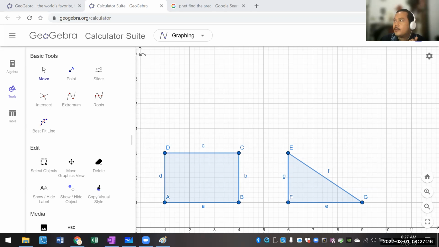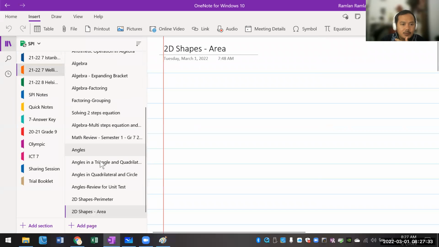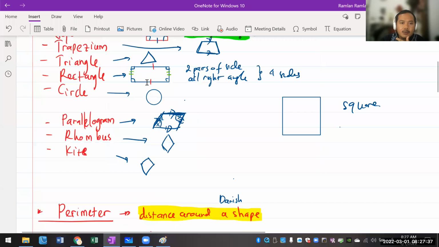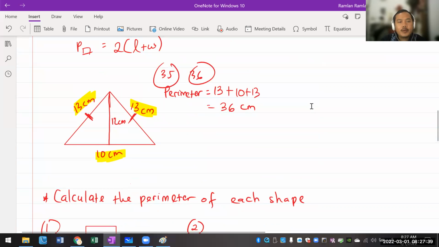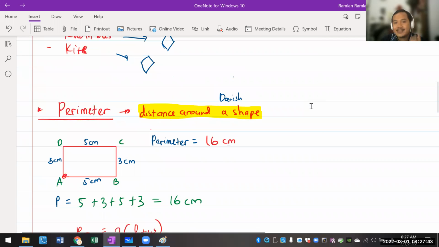Udah kelihatan ya? Okay, so we're going to talk again, guys, about the concept of two-dimensional shapes, which is about area. Previously, we have learned about perimeter, right? So I'm going to repeat that a little bit. Let's go back to this slide, the note about perimeter. The very basic concept of perimeter is the distance around the shape.